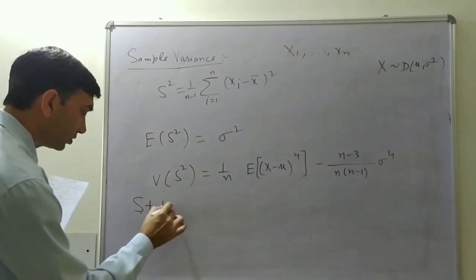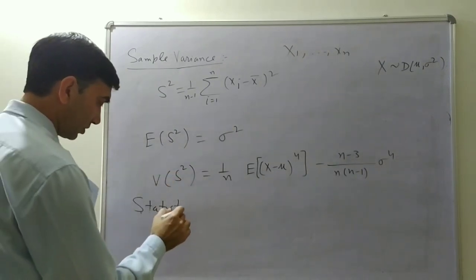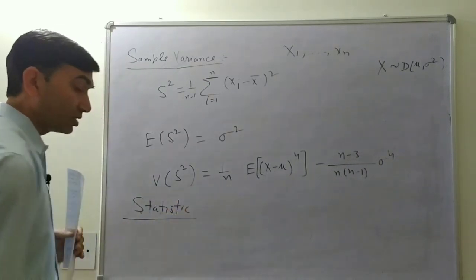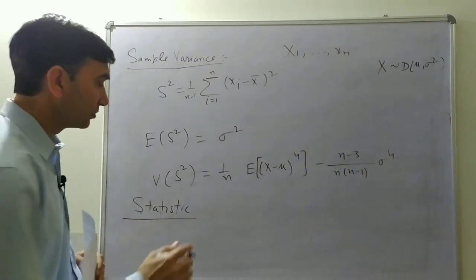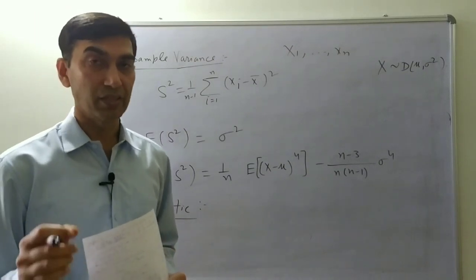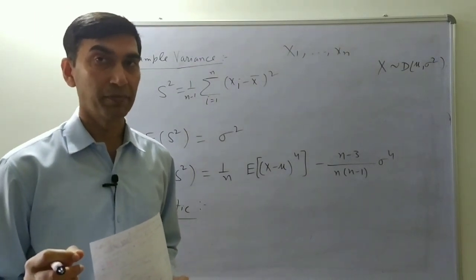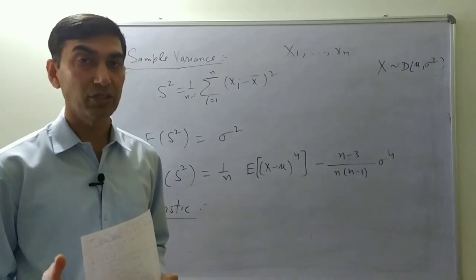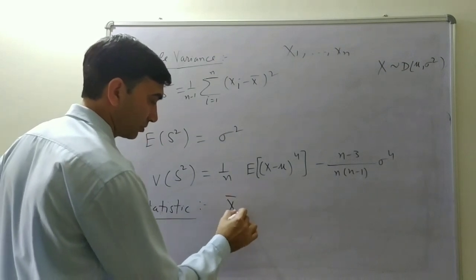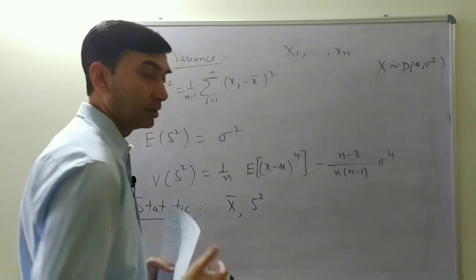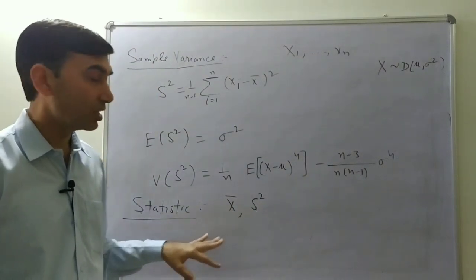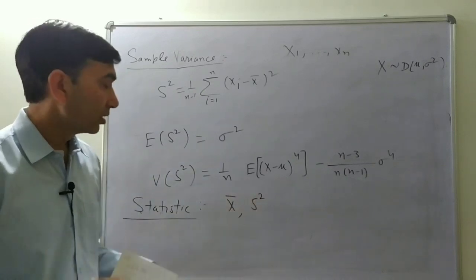Let's see some more definitions before we do an example of random sample. What is a statistic? Any statistical measure related to a sample. Any statistical measure calculated from a sample is called a statistic. For example, x bar, S square. This is the mean of the random sample. This is the variance of the random sample. So these are statistics. Okay.